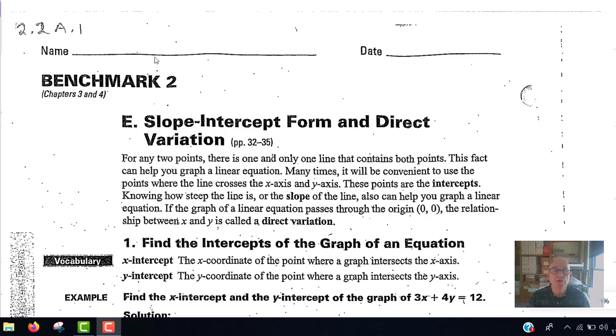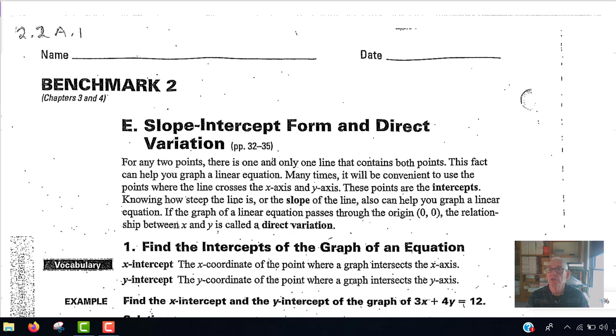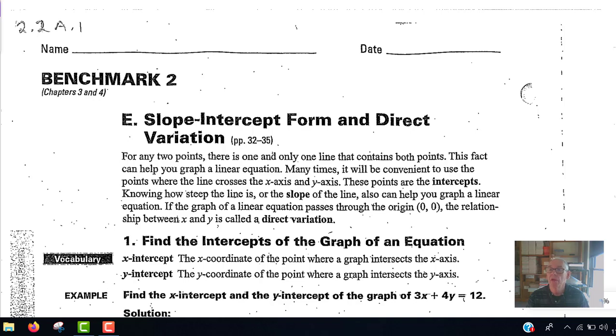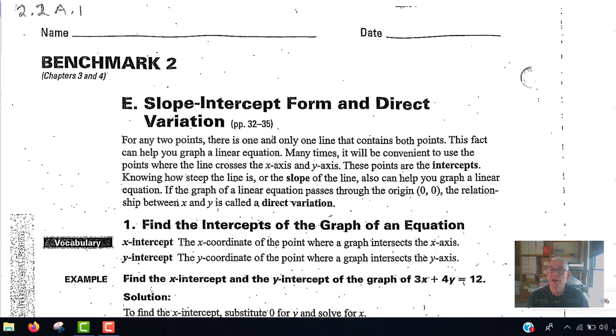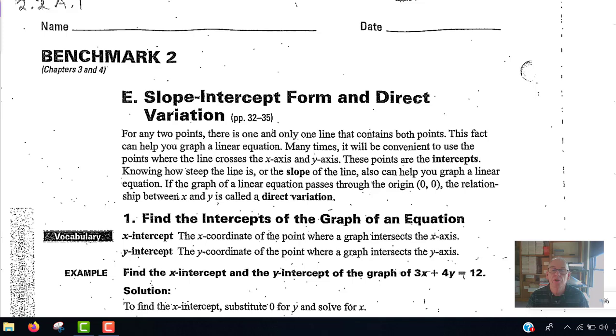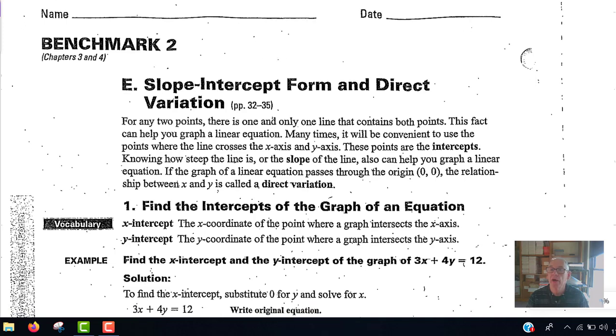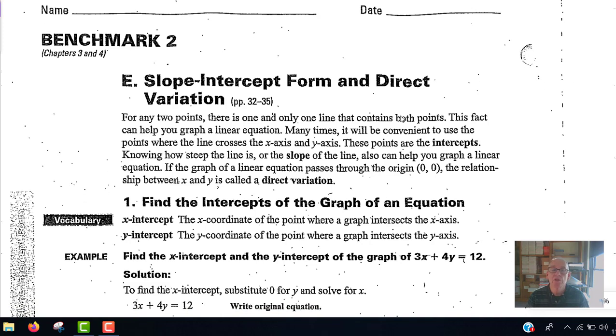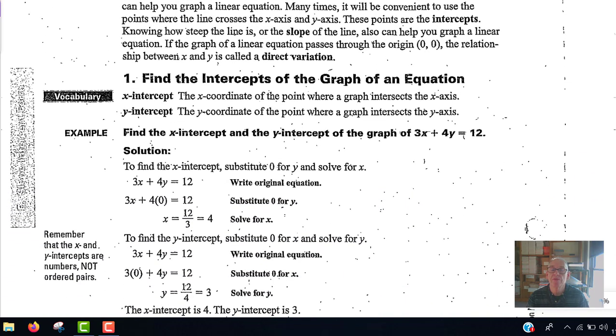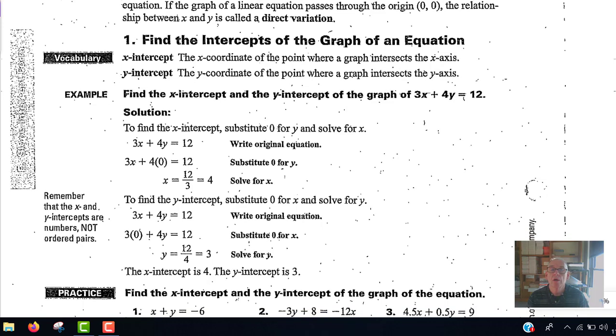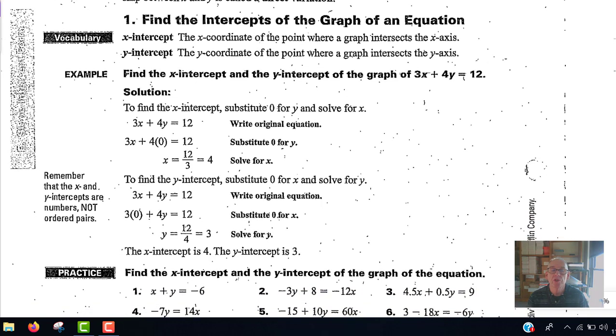This video accompanies what I call 22A1, which is the benchmark 2 lesson on mainly slope-intercept form, standard form of linear equations, and calculating slope. So let's see what we have with this. First section on this, they want us to find the intercepts of the graph of a linear equation.